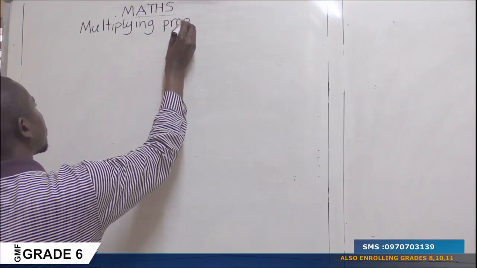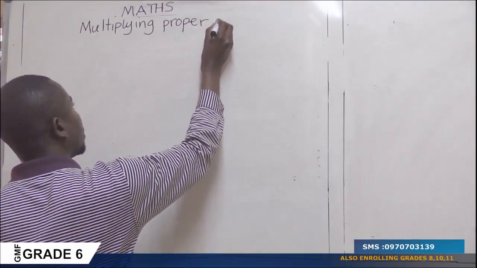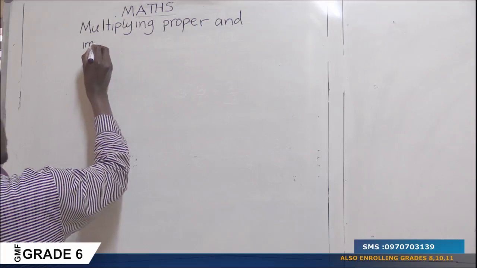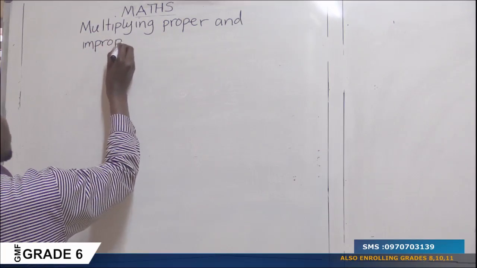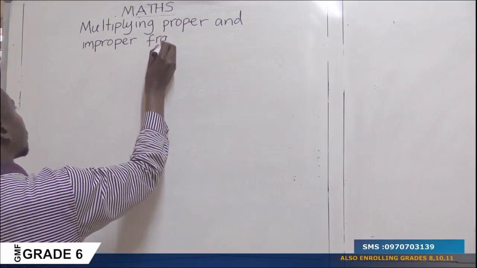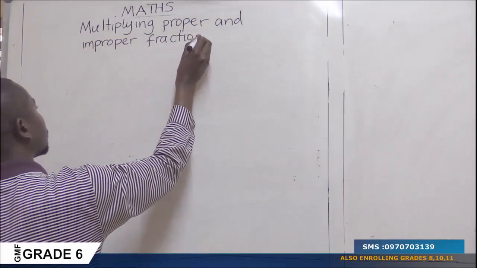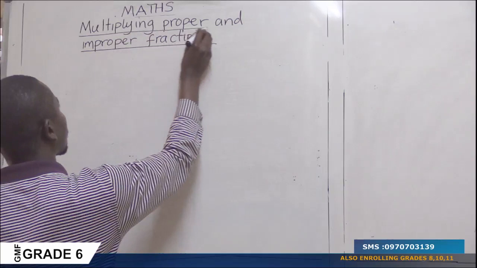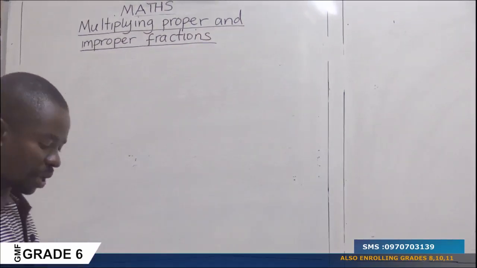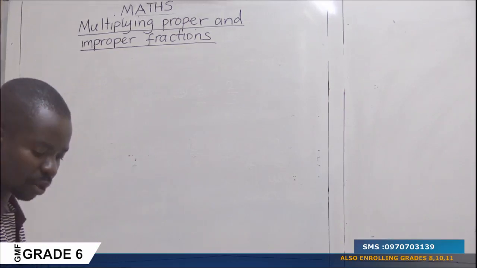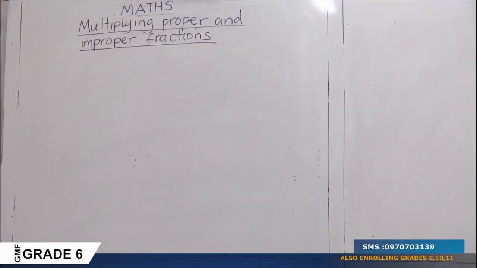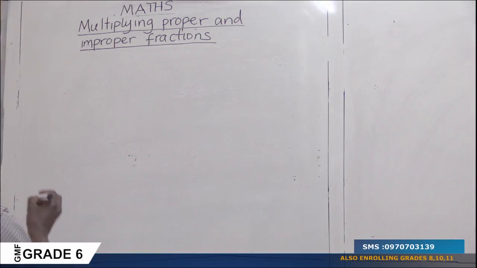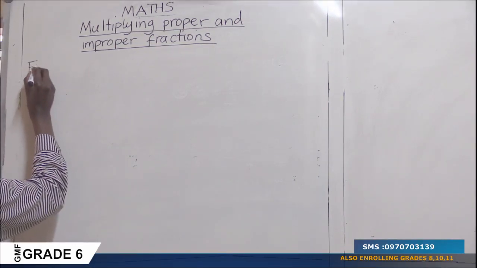Okay, so that's our new topic, boys and girls. So we are looking at how we can multiply proper and improper fractions. How do we multiply proper and improper fractions? Okay, so let me give you examples.